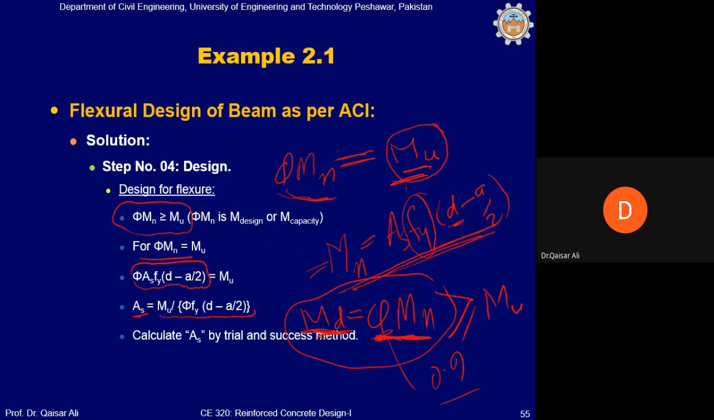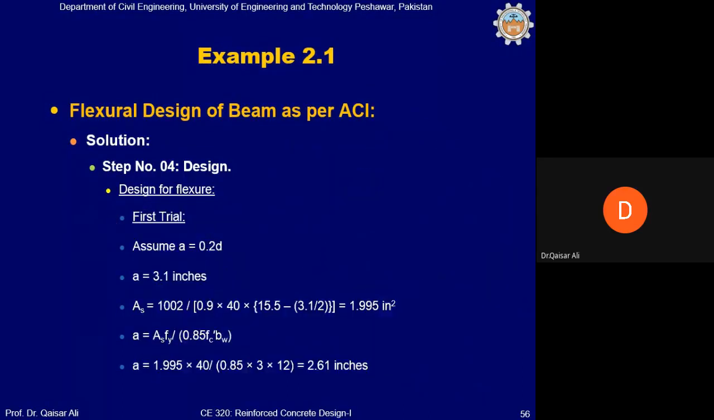We can assume initially small a, and then calculate As, and then we can calculate small a and recalculate As, and so on. In the beginning, this will give you a good head start, although you can assume any value of small a, obviously smaller than half of the depth of the beam, but 0.2 times d will give you a very good head start. You know that the effective depth of the beam is 15.5 inch, that we have assumed in the beginning. So 0.2 times this will give you small a equal to 3.1 inch.